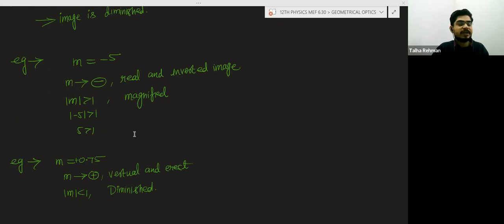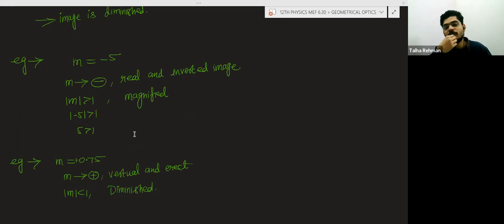Magnification is the height of the image divided by the height of the object. If it is less than 1, it means the height of the image should be less than the height of the object. If the height of the image is less, connect the dots: the image is diminished. If someone is saying magnification is negative, the sign should be opposite.